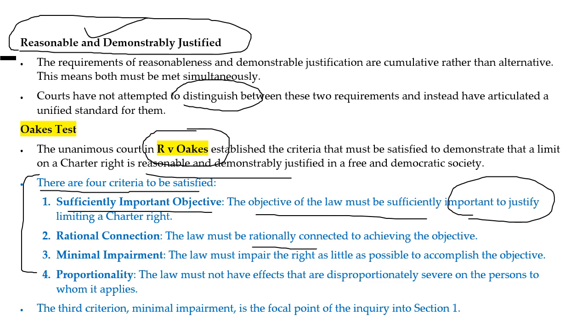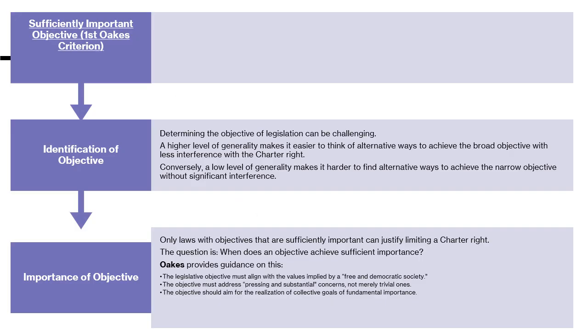There must be a rational connection to achieve the objective. The damage, the impairment on the right, should be as little as possible. The law must not have effects that are disproportionately severe on people. As I told you, you have to check the proportionality, to what extent someone is getting impaired or disproportionately affected by that government action. The third criterion, minimal impairment, is the main focal point of inquiry into section 1. Now we're going to take up all these four criteria one by one.